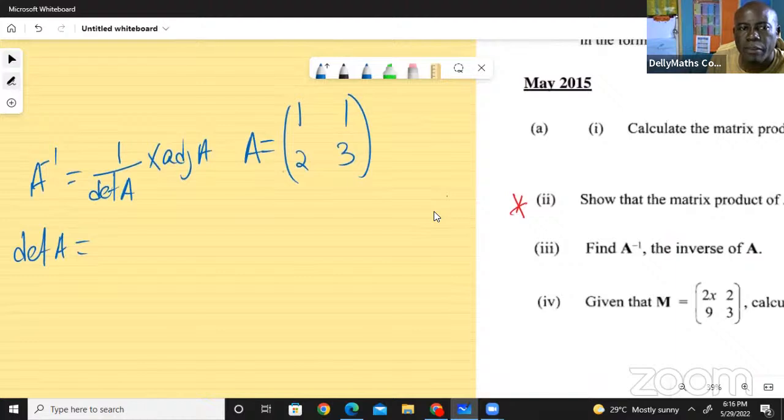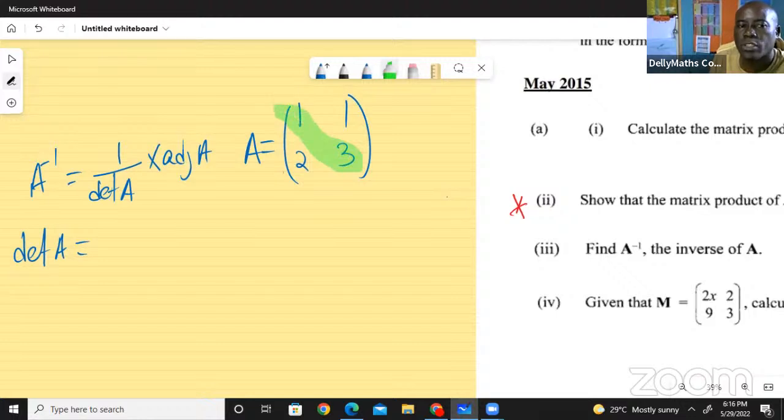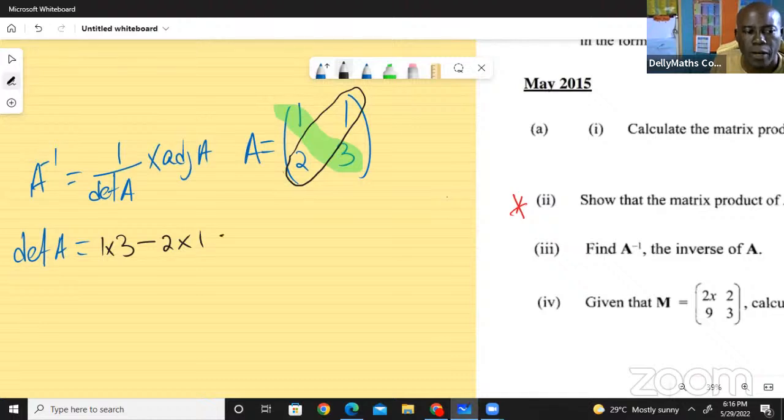All right. So it's going to be the product of the leading diagonal, which is these, minus the product of the non-leading diagonal, which would have been these two that I highlighted last. So then we're talking about 1 times 3 minus 2 times 1. The response for this is 3 minus 2, which is equal to 1. So the determinant of the matrix A is 1.